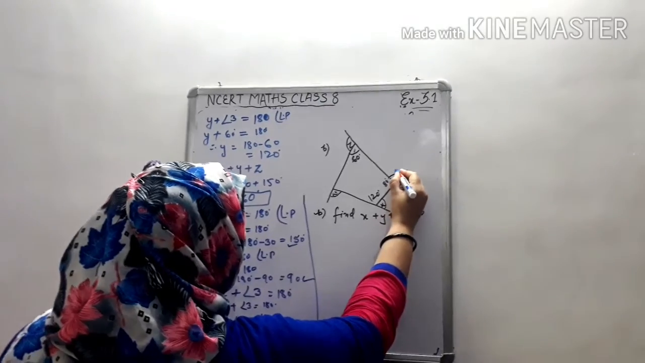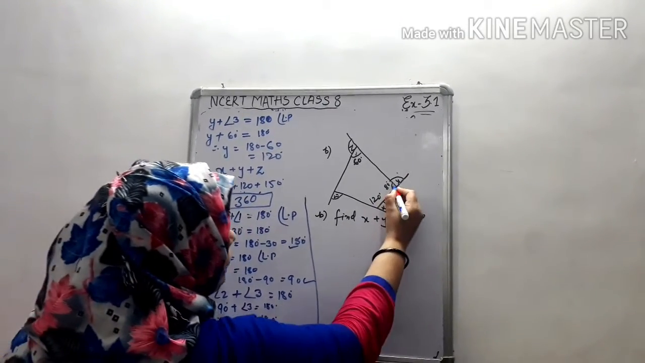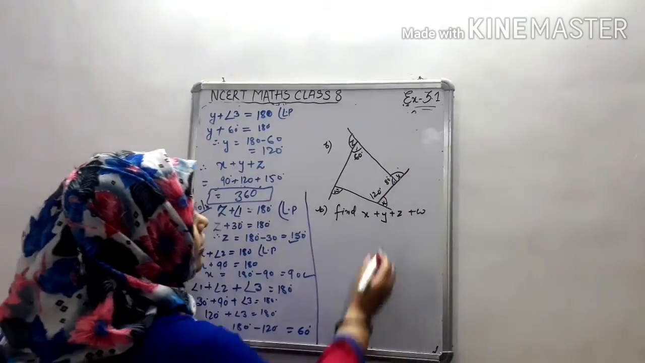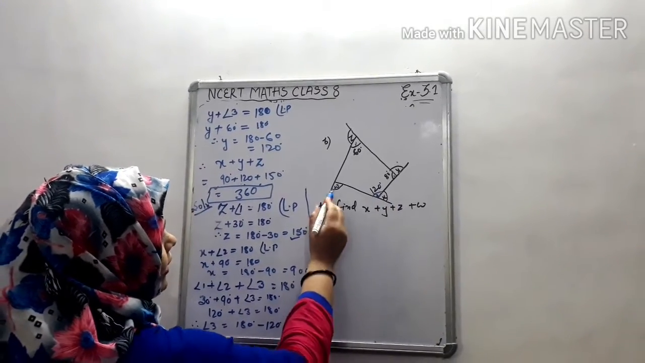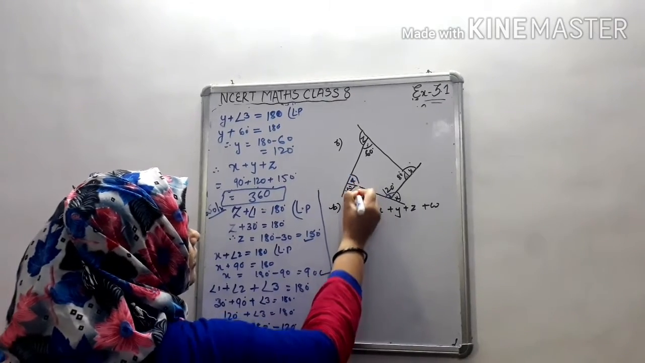This is y. This is angle 2, let us suppose. This is angle 3, which is equal to 120 degrees. We have to find the value of x, y, z. Let us suppose this is angle 4, okay?